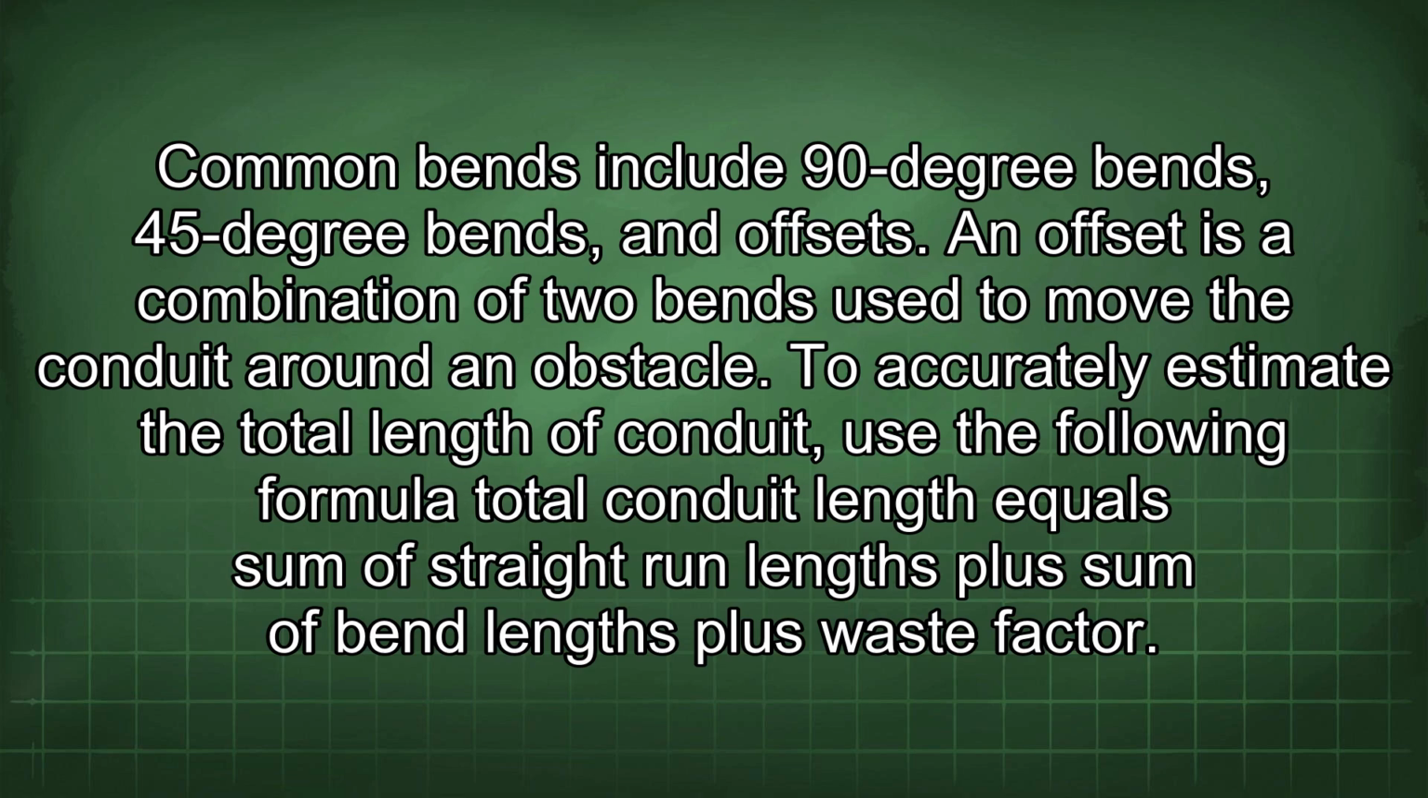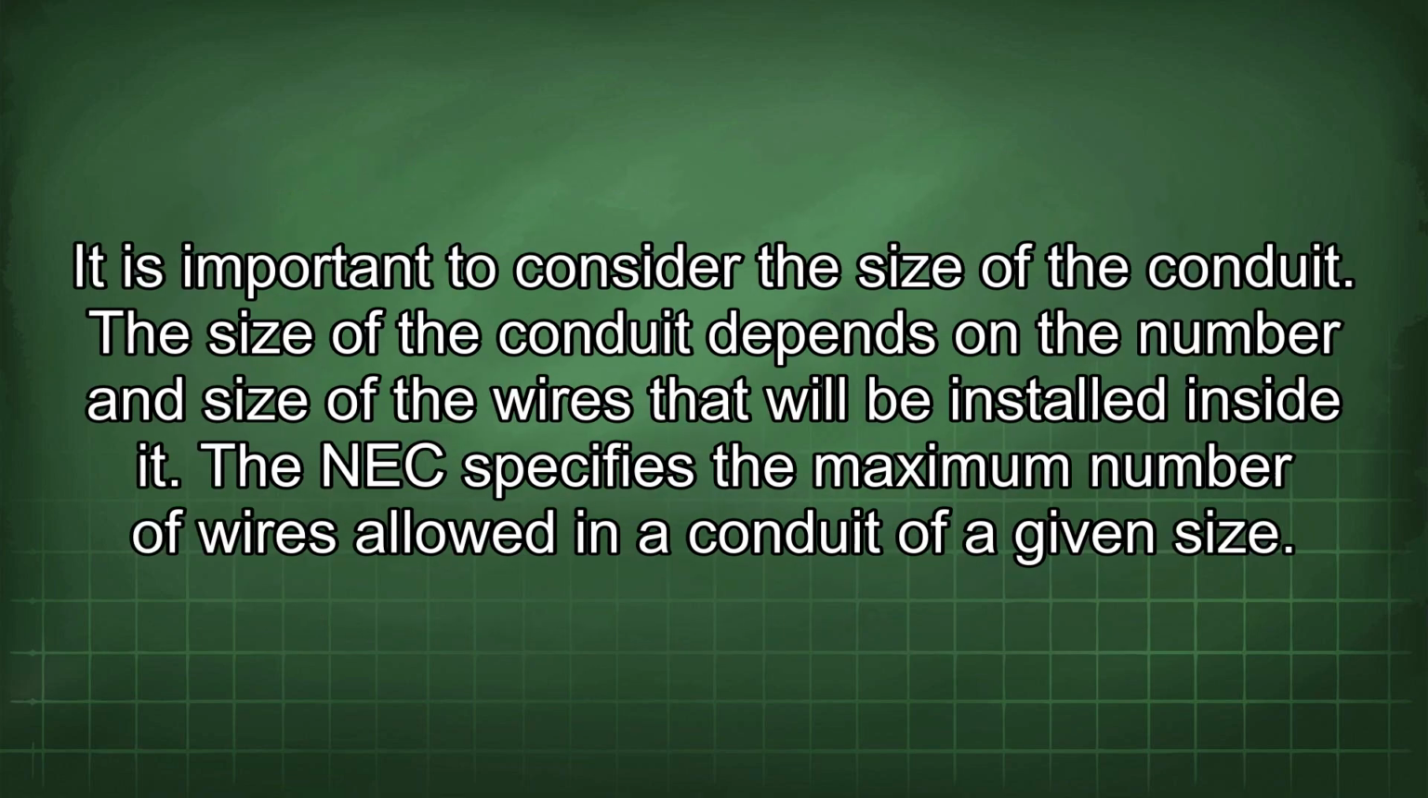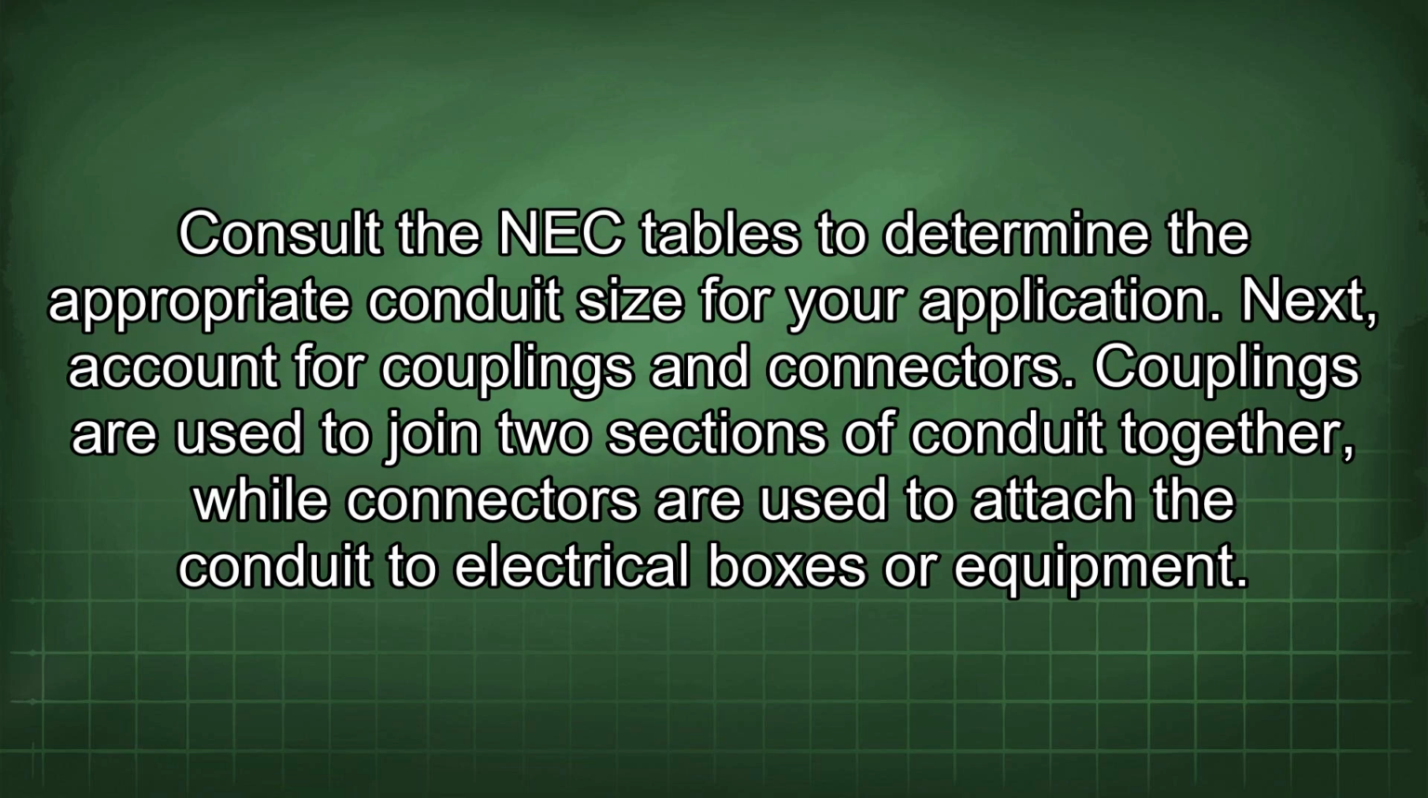To accurately estimate the total length of conduit, use the following formula: total conduit length equals sum of straight run lengths plus sum of bend lengths plus waste factor. It is important to consider the size of the conduit. The size of the conduit depends on the number and size of the wires that will be installed inside it. The NEC specifies the maximum number of wires allowed in a conduit of a given size. Consult the NEC tables to determine the appropriate conduit size for your application.